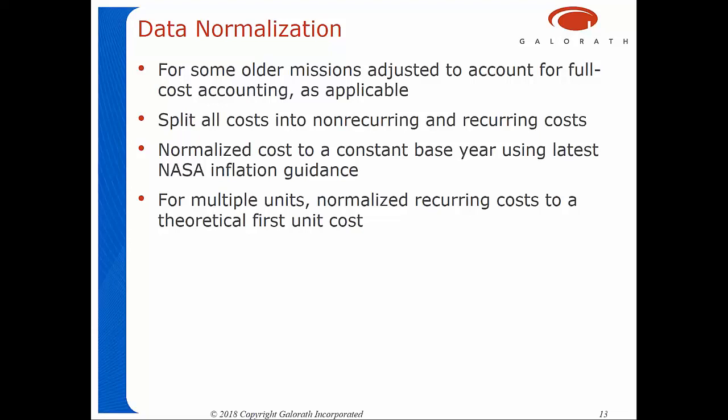As Joe mentioned earlier, we had to do some research on splitting the data into non-recurring and recurring costs for the cases where we have multiple units. We normalized costs to a constant base year using NASA inflation guidance. And when we had multiple units, we had to normalize the recurring costs to a theoretical first unit cost.